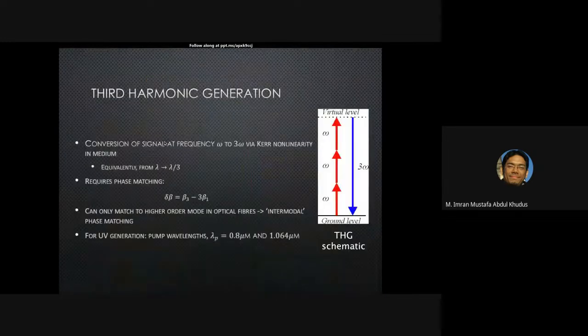Okay, so first we look at harmonic generation. Third harmonic generation simply is that you're converting power from a wavelength of lambda to a wavelength of lambda over 3. So if you have a wavelength of 900, you're converting 900 to 300. If you're at 1550, you're converting to 550, right?